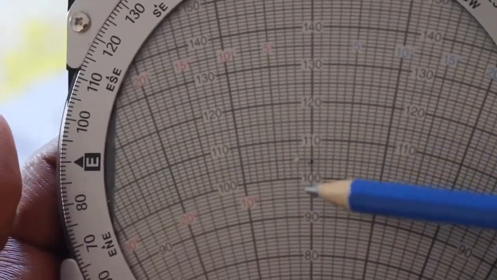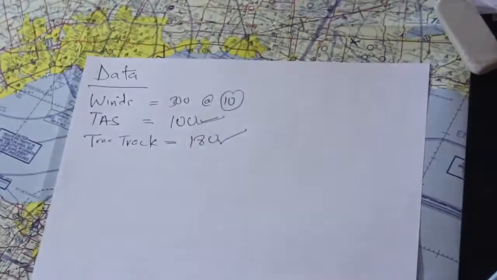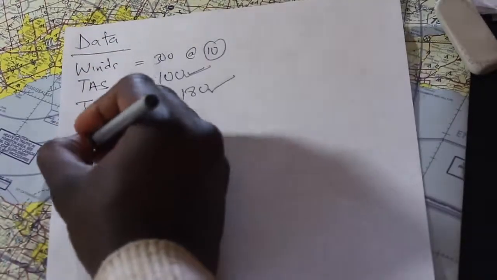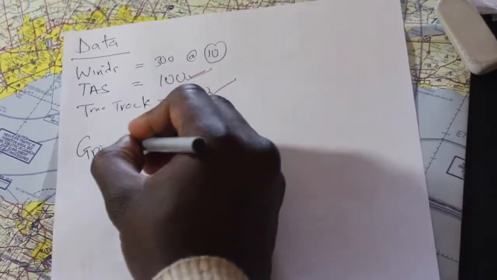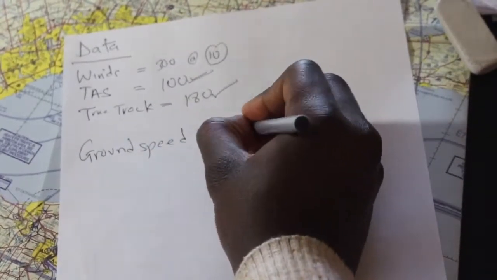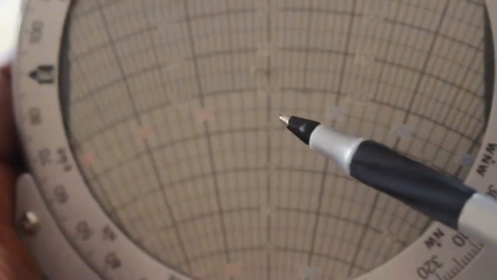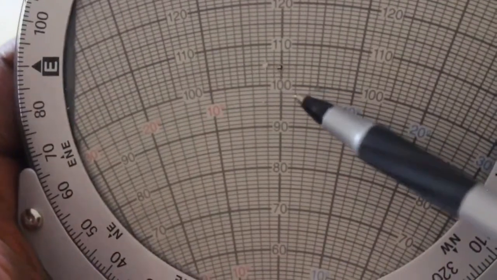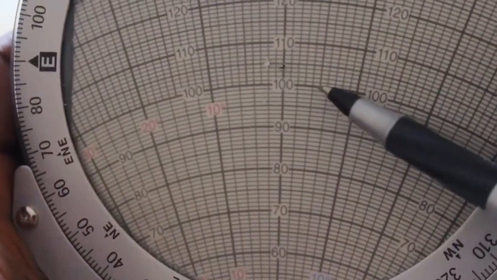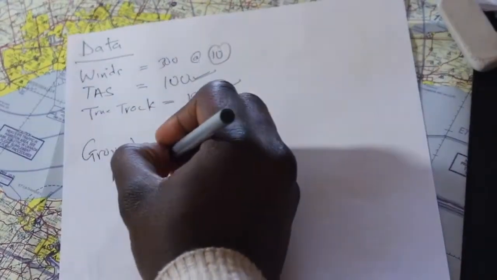Now the number under the grommet, under this circular grommet here, is my ground speed. So I have my ground speed now. Ground speed is equal to 105. Now look at it again here. If you suspend the pencil here, 100, 101, 2, 3, 4, 5. It's between 4 and 5, but it's 105 approximately. So my ground speed is 105.